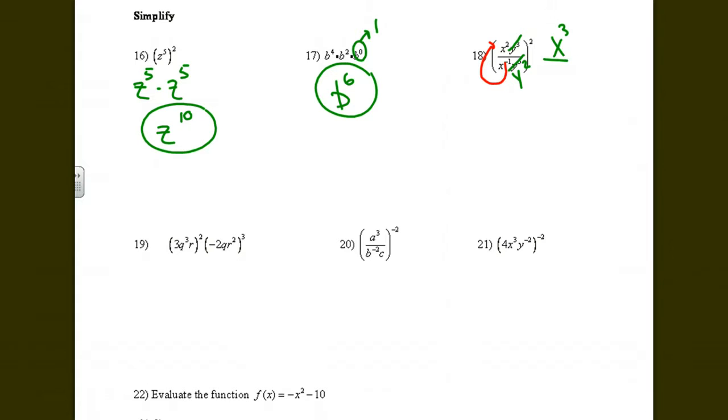So really, after I clean this up, this is x cubed over y squared, all of that squared. Okay, so I have a quotient to a power, so I'm going to square the numerator and denominator separately, and when I do that, I have x to the 6th over y to the 4th.